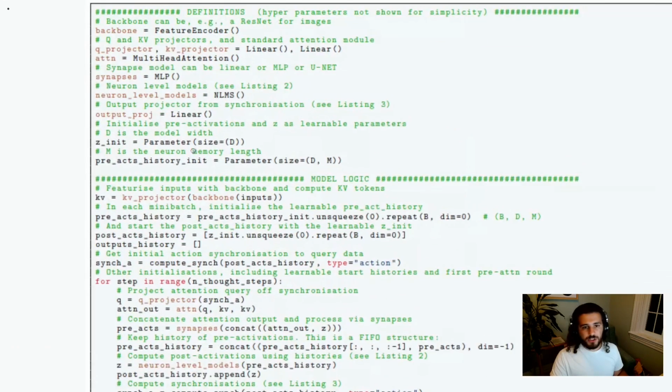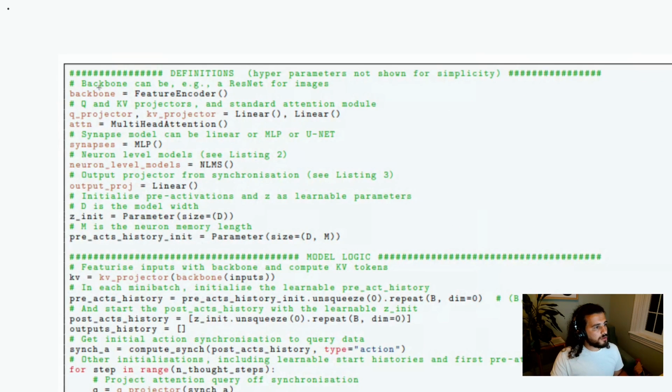If we look at the definition, we're going to zoom in a bit. You have the feature encoder. This is the backbone, and the backbone will be fed later into the KV projector for the attention that we're going to use. The KV and Q projectors are just linear projections, and then you have the multi-head attention, which can be a different size depending on the task. All of these parameters are changeable. The synapse model is basically here an MLP, but it can be a UNet. In most cases, it's a UNet for vision.